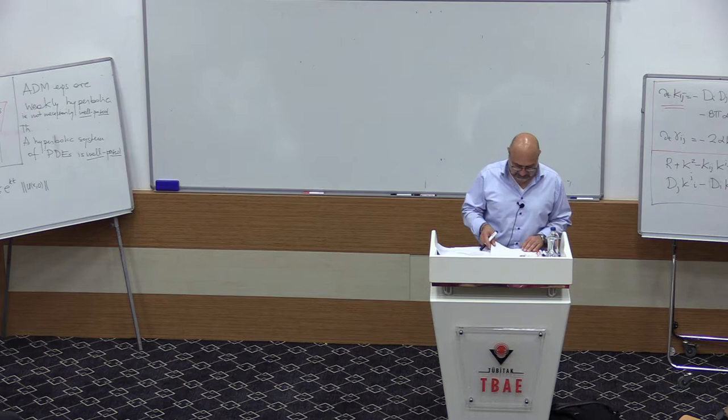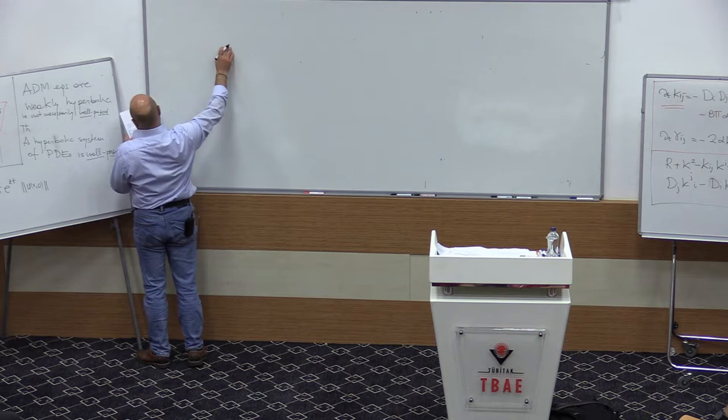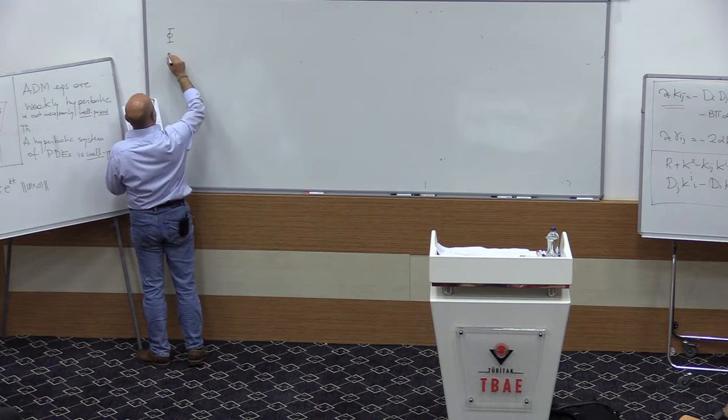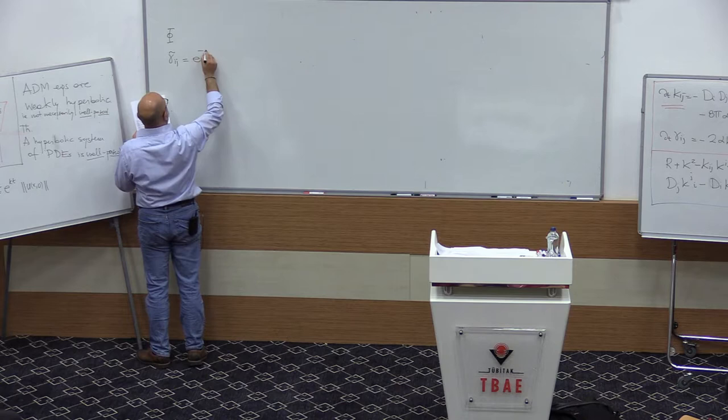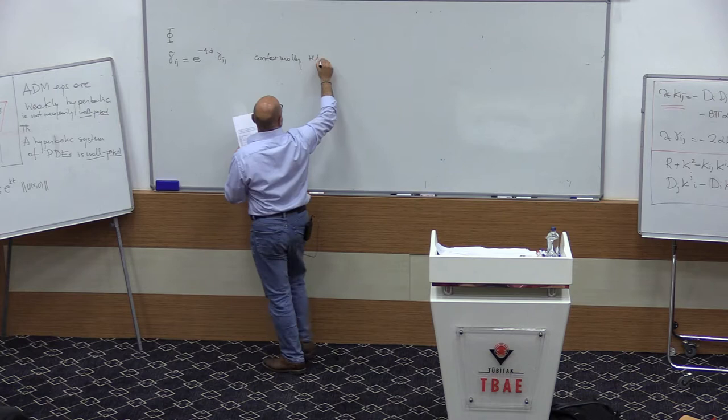So what we normally do in these cases is we introduce new fields, and there are many different variants, but let me give you just the simplest. You introduce a conformal factor such that you have a new three-metric now, gamma_ij tilde, which is, say, e to the minus 4 phi gamma_ij. So this is a conformally related metric.